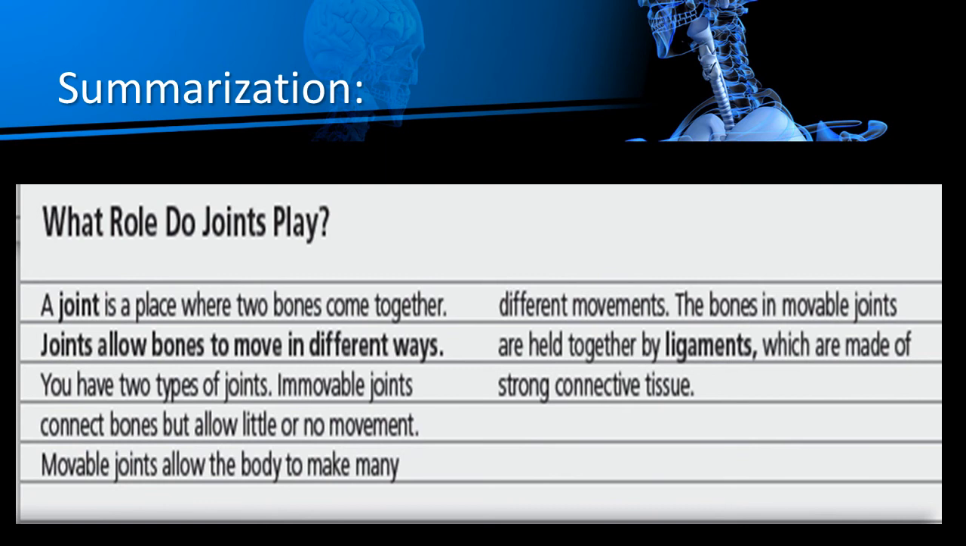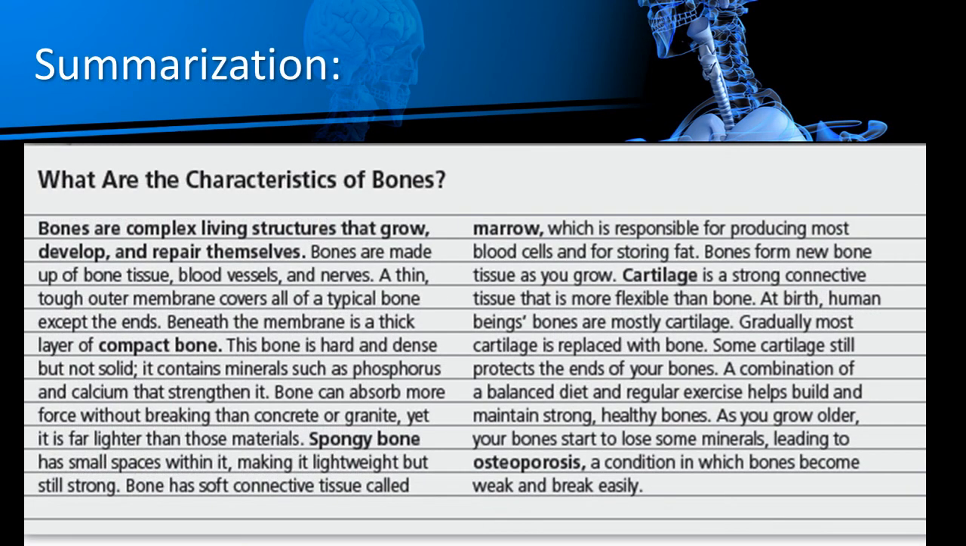What role do joints play? A joint is a place where two bones come together. Joints allow bones to move in different ways. You have two types of joints: the immovable joints, which connect bones but allow little or no movement, and movable joints, which allow the body to make many different movements. The bones in movable joints are held together by means of ligaments, which are made up of strong connective tissue. You can read now what the characteristics of the bones are.